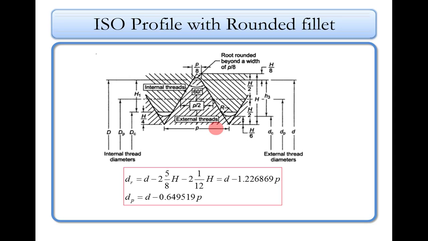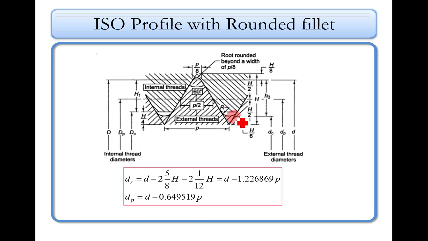So these two tables are the ISO profile, the metric series, and also the UNR. I think 8-1 is this one here. Refer to this profile. The difference between this profile and the basic one is that instead of a perfect cutting at the bottom, you have a rounding here, okay? And you have a rounding here, okay?